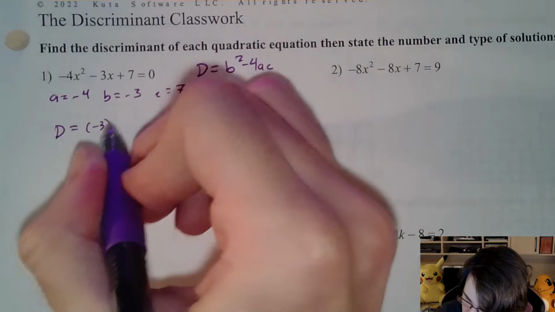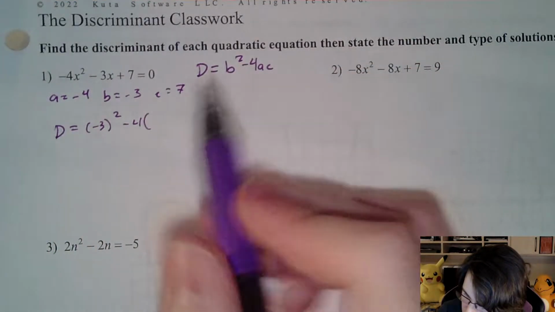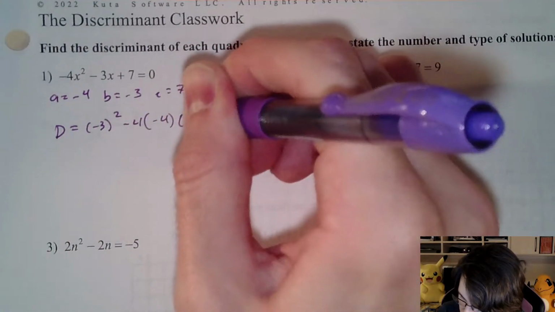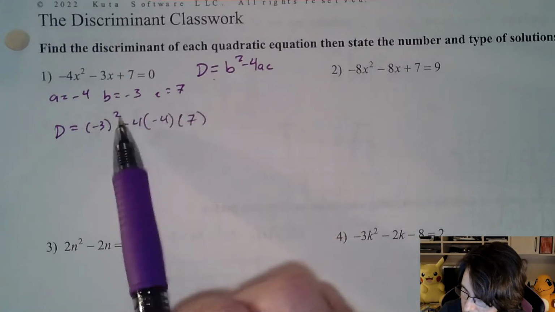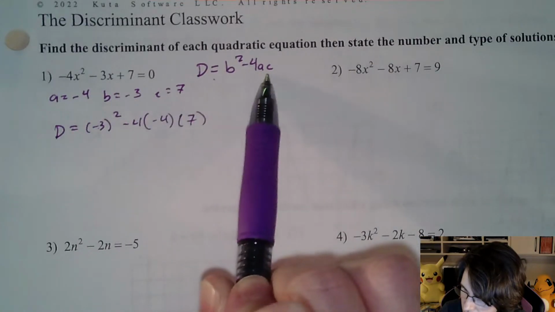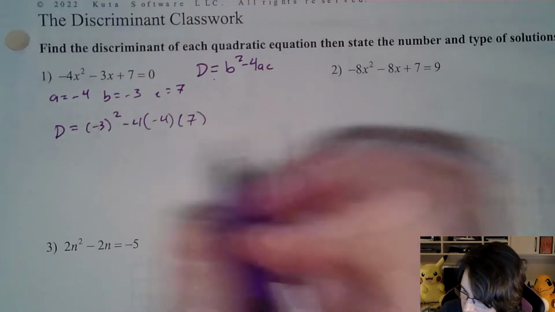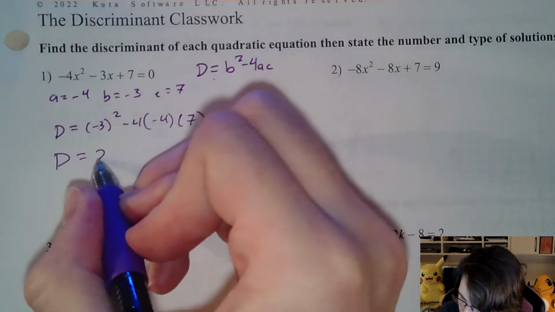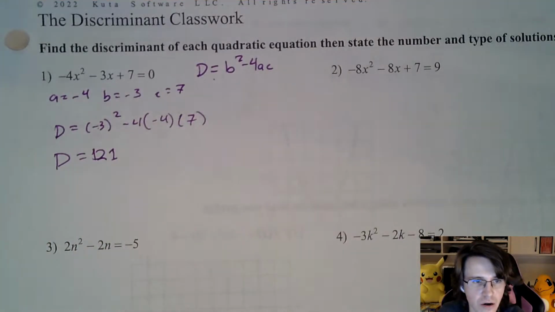We got -3 squared minus 4 multiplied by AC. So A is also -4, and then C is 7. We're just replacing B there, replacing A there, replacing C there, and plugging it into the calculator in one step, and you will get 121. If you need help with your calculator, plugging that in, let me know.